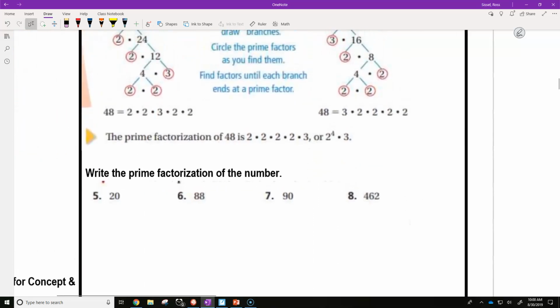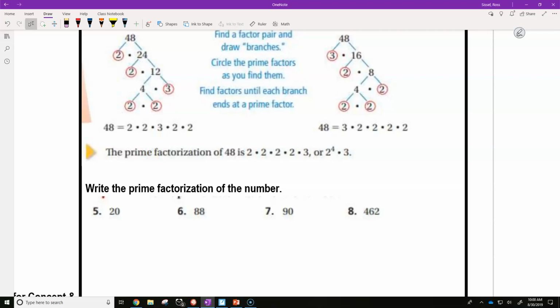We'll practice it together. So, they looked at 48, and I said 2 times 24. 2 is prime. You circle it. 24 becomes 2 times 12. 2 is prime. 12 becomes 4 times 3. 3 is prime. And then 4 is 2 times 2, and it's prime. Once I circle and I'm down to only prime numbers, I'm done.